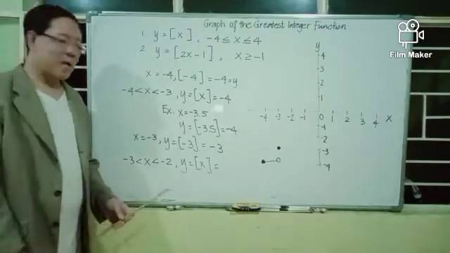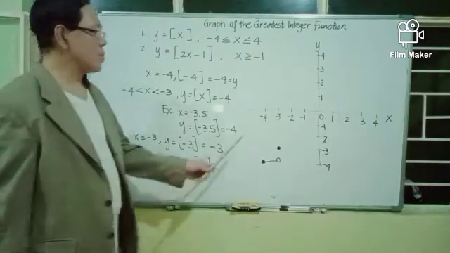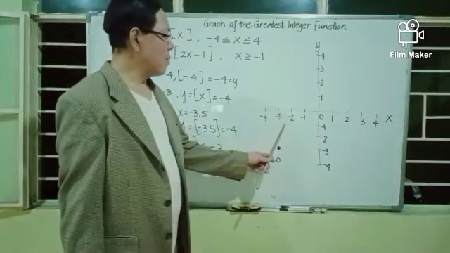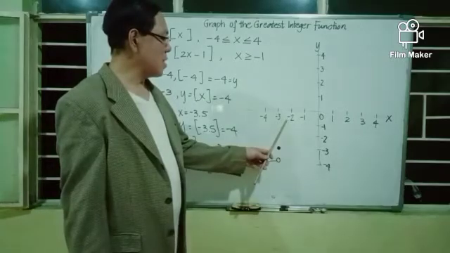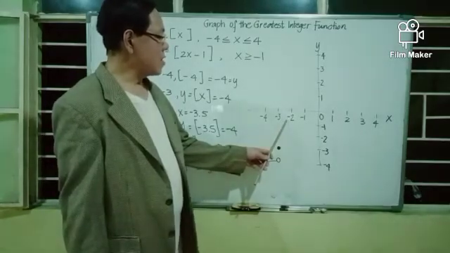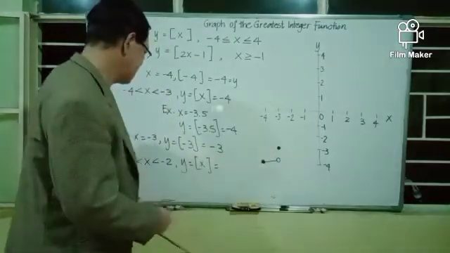We now consider values of x that are greater than negative 3 but less than negative 2. An example would be negative 2.5, which is greater than negative 3 but less than negative 2.